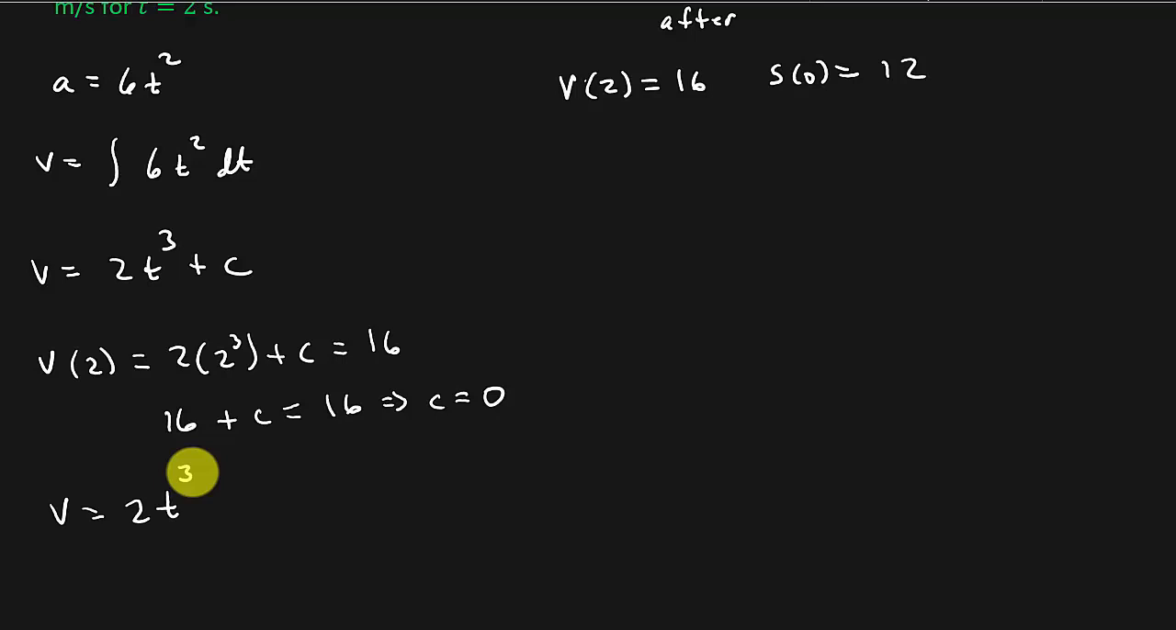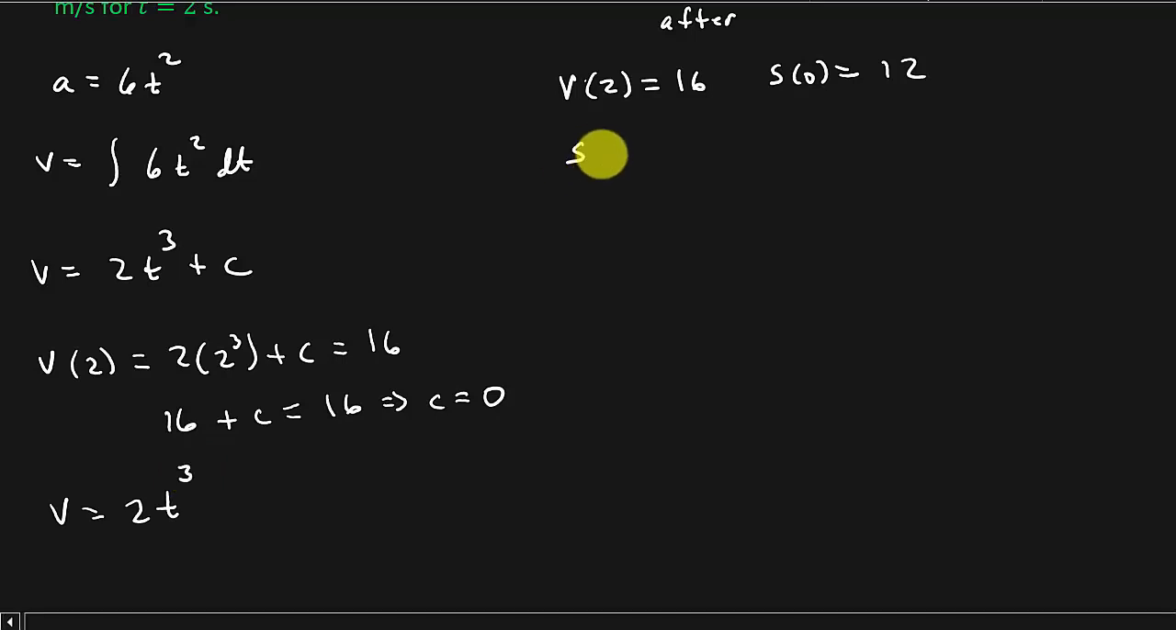Now what do we need to do? Well, now we need to integrate it again to find the displacement. So I've got S is equal to the integral of 2t cubed dt. And so I get S is equal to, that's 4, and then 1/4 times 2 is 1/2 t to the 4th plus some constant c, but since I already used the c here, I'm going to put this as a d.